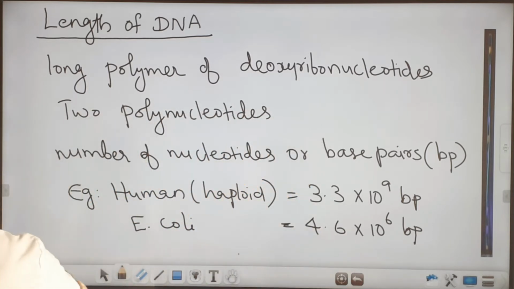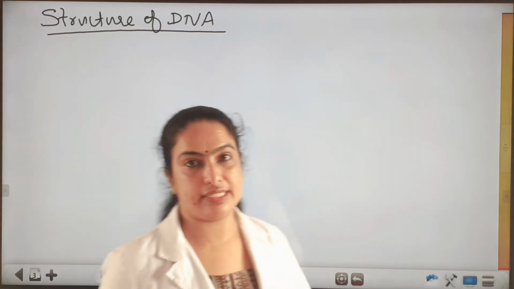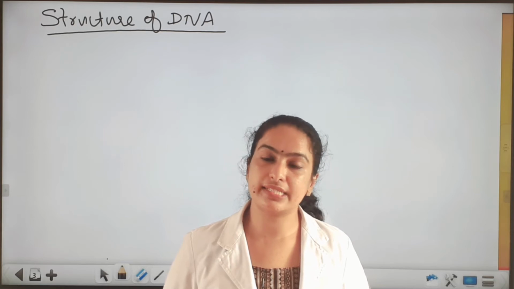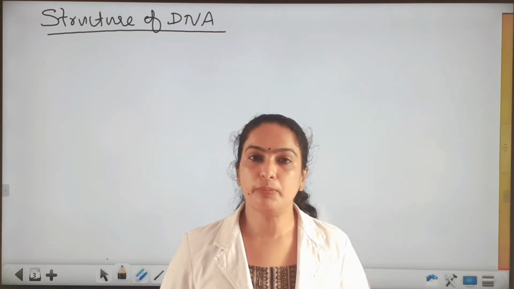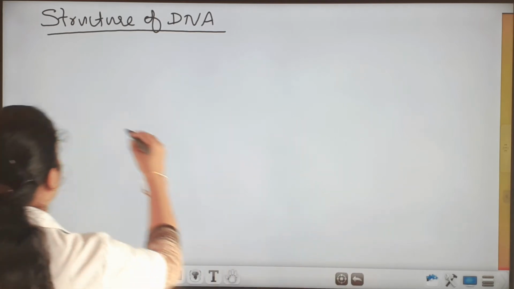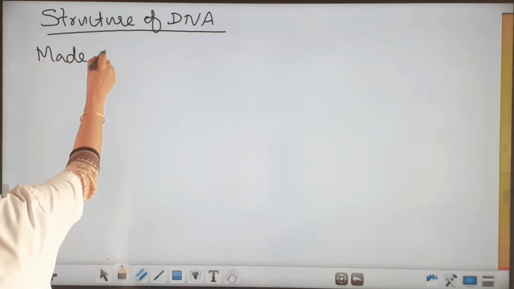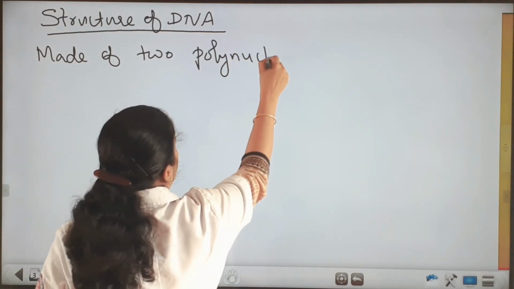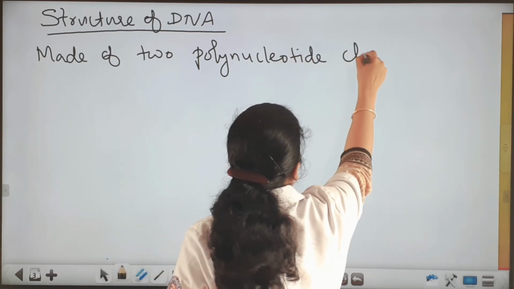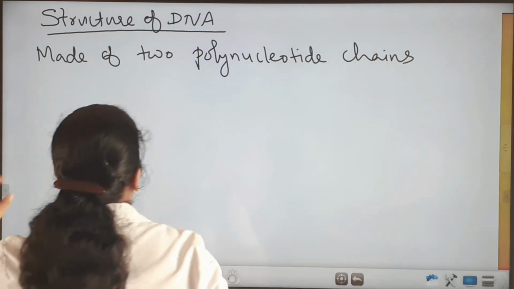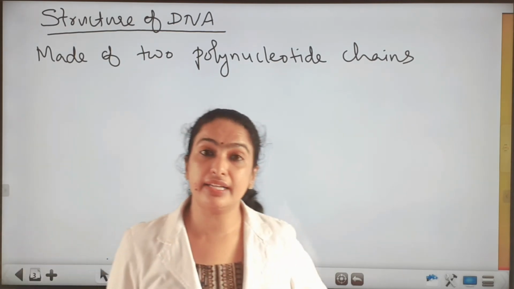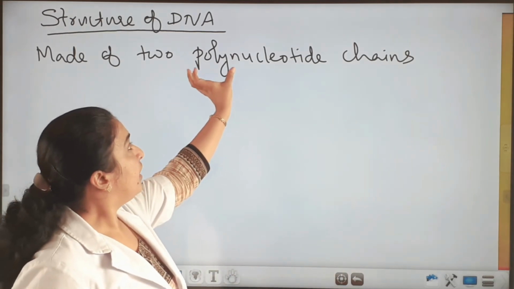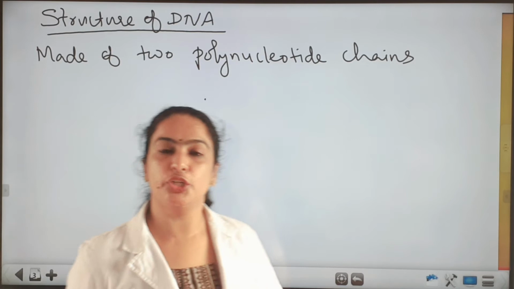Next we can see the structure of DNA. As I told you, the DNA is a double helix structure. It is made up of two polynucleotide chains. The polynucleotide chain is formed by the condensation of nucleotides. So the condensation of nucleotides is called a polynucleotide.